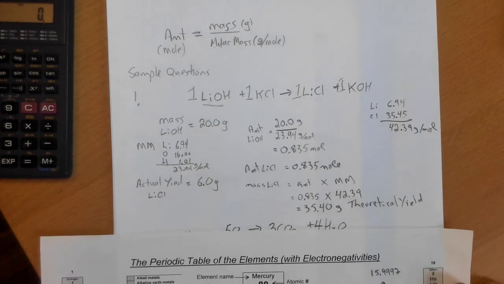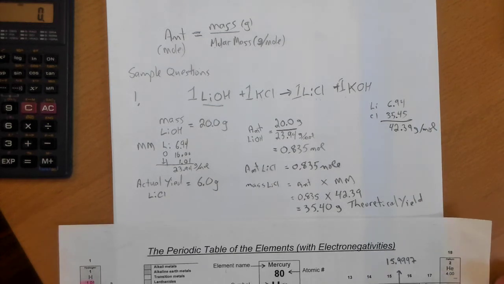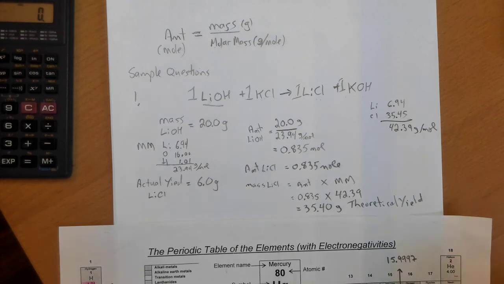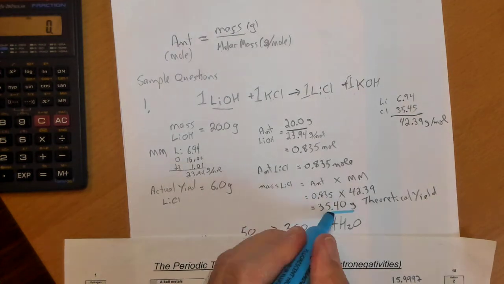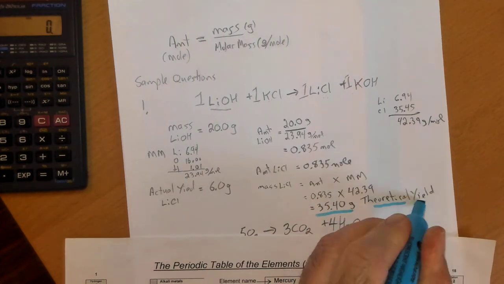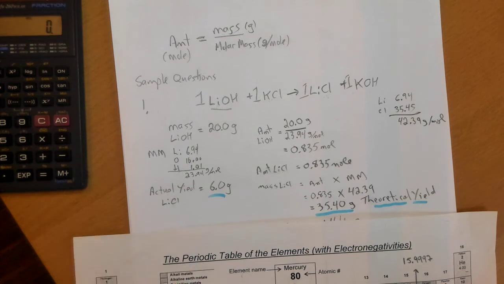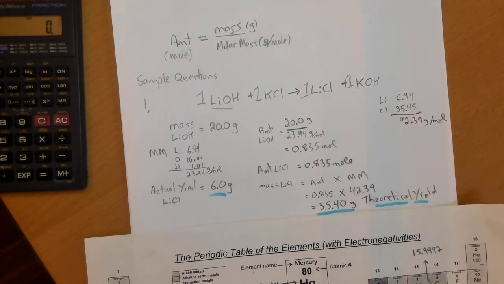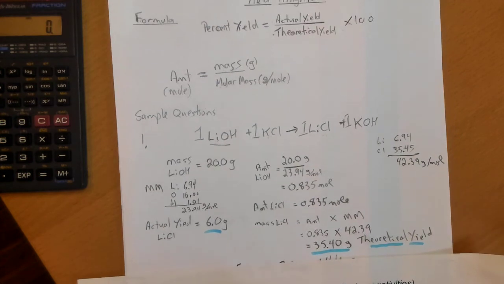The last part of the question asks for the percent yield, and I sort of run out of space, so I'm going to cram it in here. If the theoretical yield is 35.4 grams, the actual yield is 6 grams. So it was not a particularly good yield. That's okay, that happens. It's still the same as the equation, use the equation there.